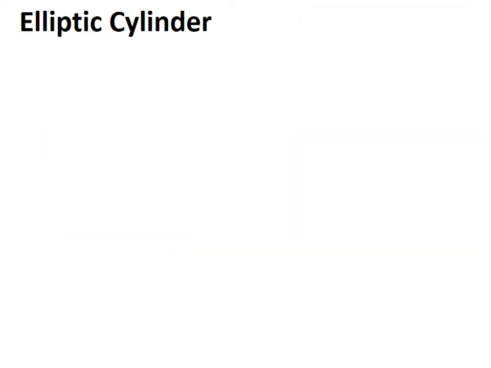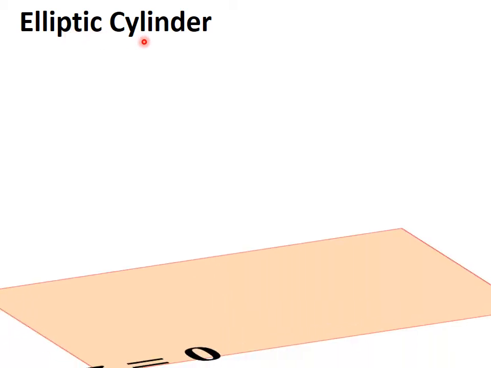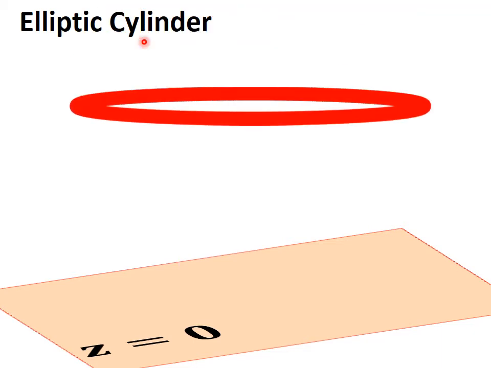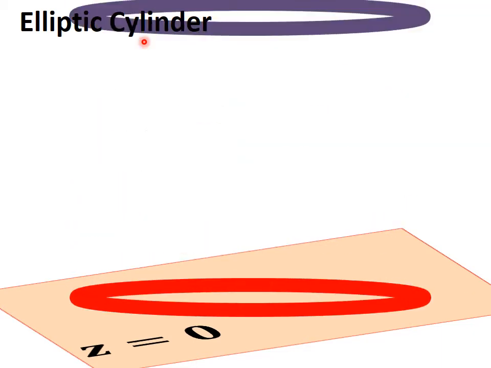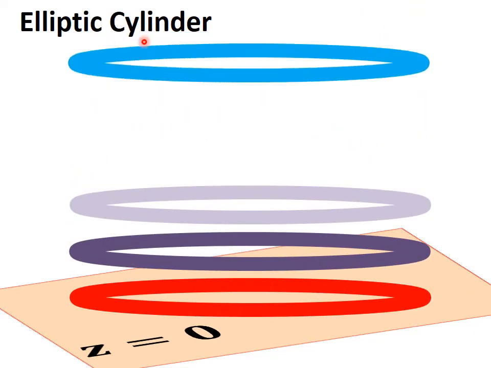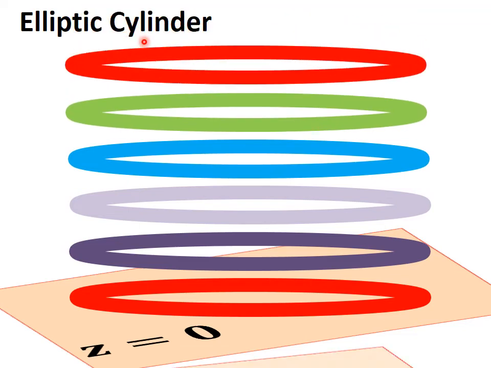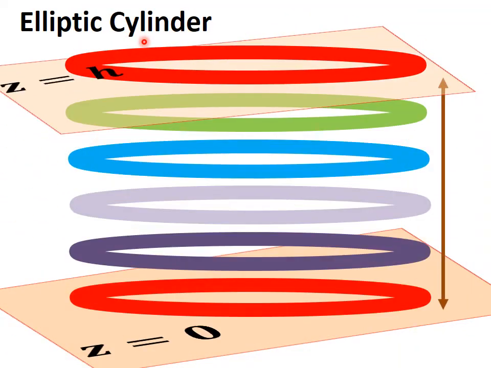Elliptic cylinder. Here the name suggests the cylinder's cross section is elliptic. So instead of stacking the circular rings one over another, we have to stack elliptic rings one over another. The height of this elliptic cylinder is h units, and every time we are stacking the elliptic rings.